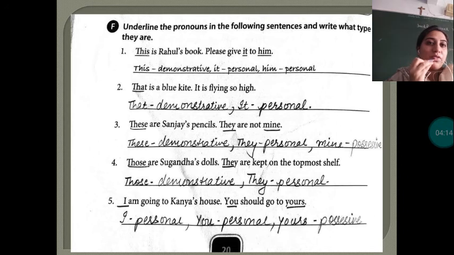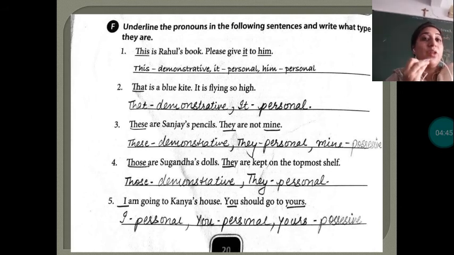These is a demonstrative pronoun. Those are Sugandha's dolls. They are kept on the topmost shelf. So those is demonstrative and they is personal. I am going to Kanaya's house. You should go to yours. I is personal. You is also personal and yours is possessive, showing the possession.